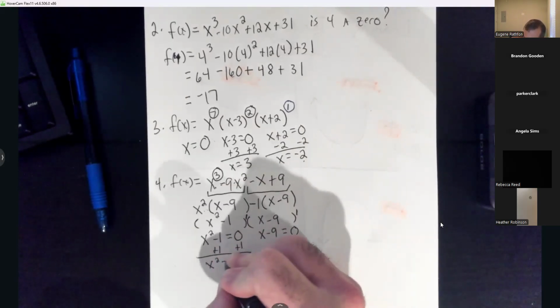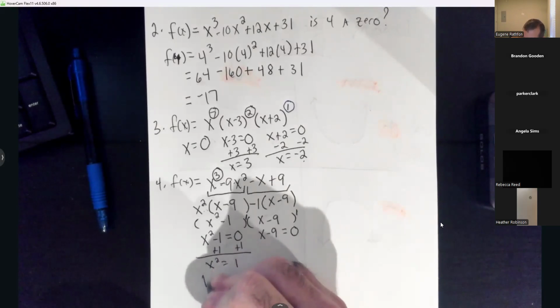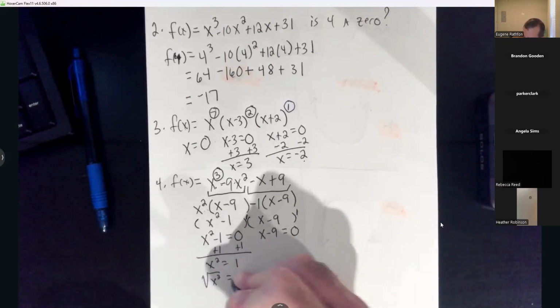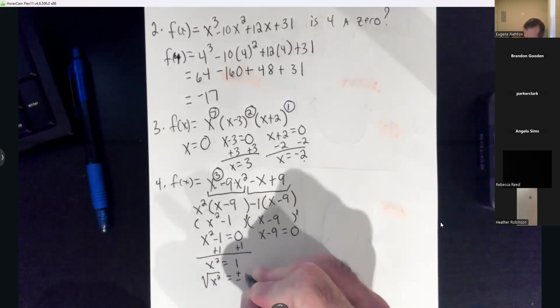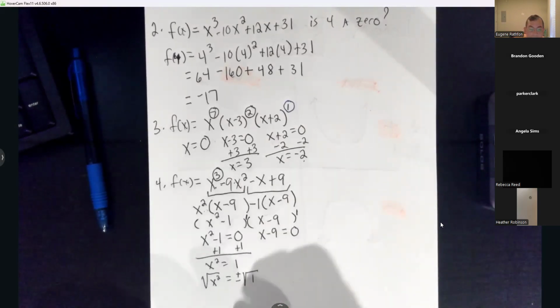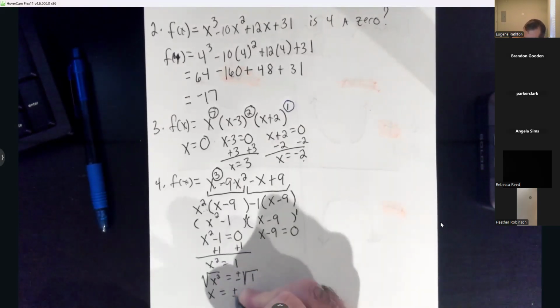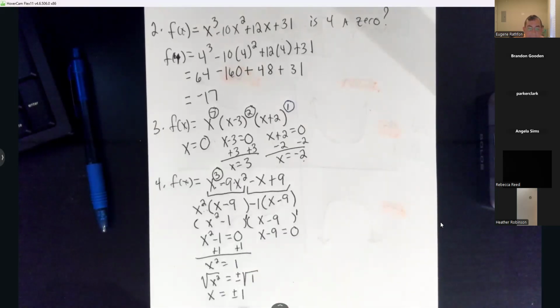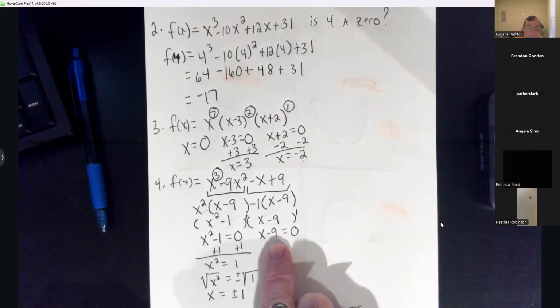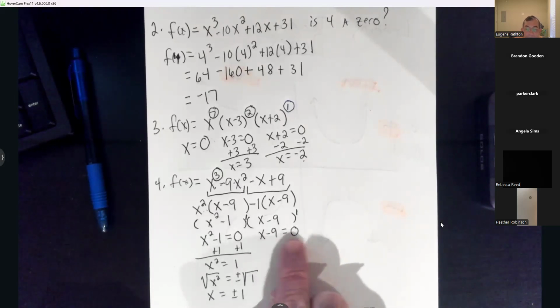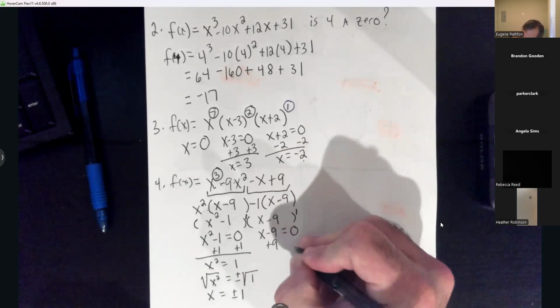So you get an x squared equals a 1, and then you're going to square root both sides, which means this will be a plus or minus square root of 1. So y'all finally, I get x equals a plus or minus 1. So there's 2 of my zeros. The third one's sitting right here. On this one, I just got to add 9 to both sides.